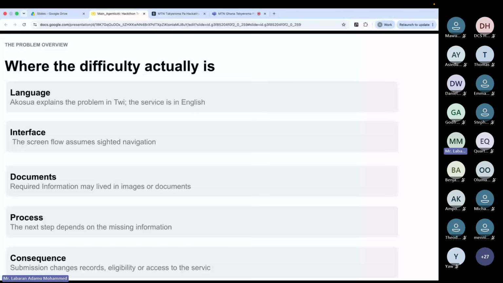Okay. In this case, with this problem, the difficulty is actually in the language. Our user actually explains the problem in Chi, and our system, our service, is actually built around English. So that's a big problem. That's a hurdle we have to overcome.